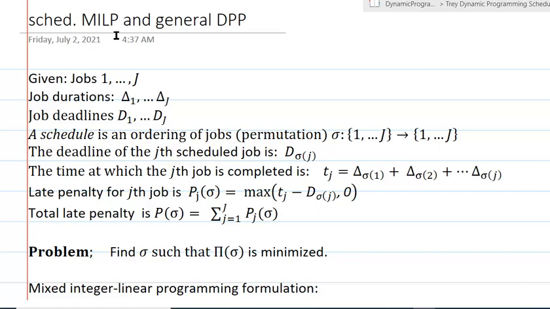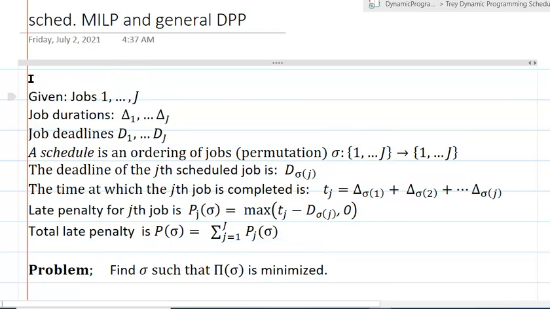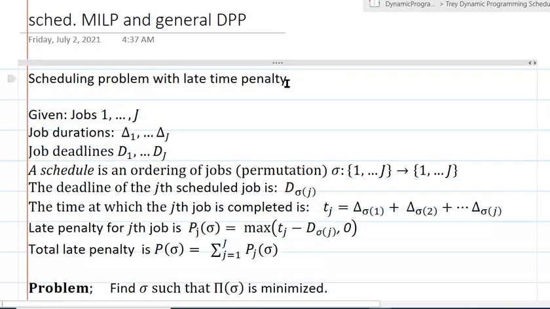All right, so the scheduling problem. Let me just say that the simple scheduling problem, and I'll call this the scheduling problem with late time penalty. And this is a common problem that you'll see in the literature. So here's how it's formulated. So let's make this clear.